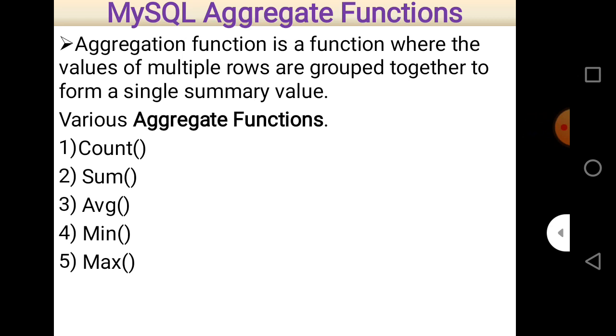So first of all, let's start with the definition of aggregate function. An aggregate function is a function where the values of multiple rows are grouped together to form a single summary value. That's why they are called aggregate, because they aggregate, or make a sum, or give you a summary value. So the count function is used to count a number of rows, the sum function to add different values, and average to calculate the average of different values. So let's start.